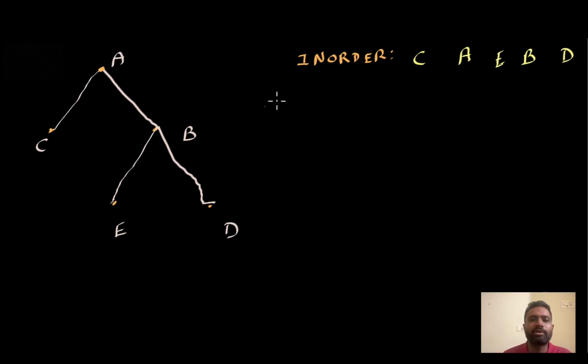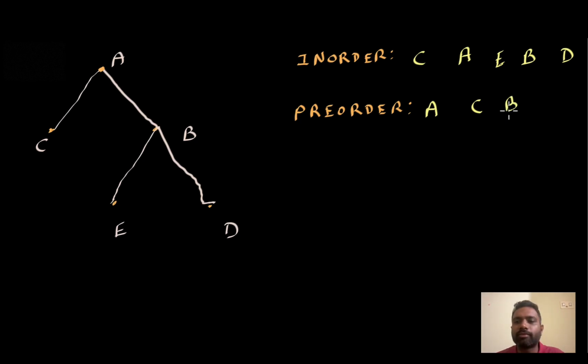Now what will be the sequence of preorder? Preorder explores root first, then left subtree and right subtree. So A will be explored, then the left subtree, so C. Then it will go for the right subtree. In the right subtree, root will be explored first, so that will be B. Then the left subtree, so E, and then D.